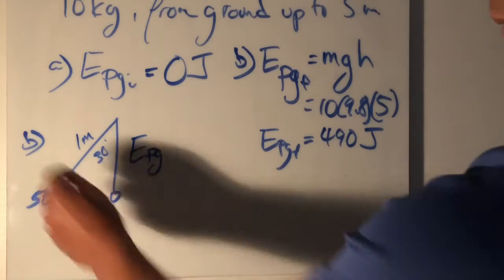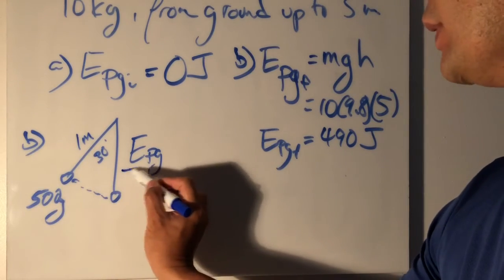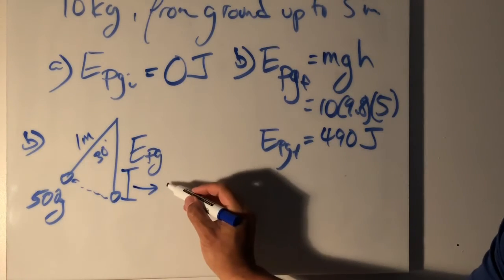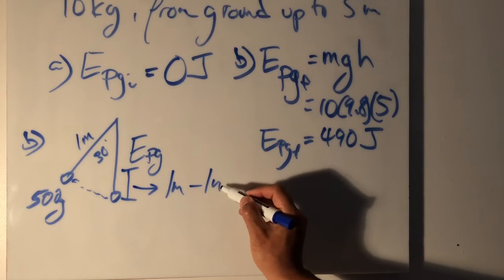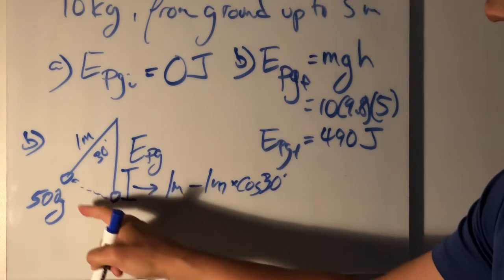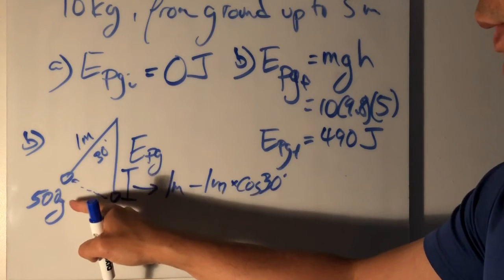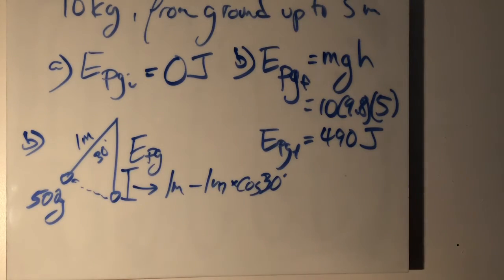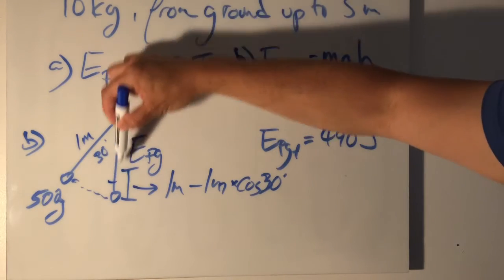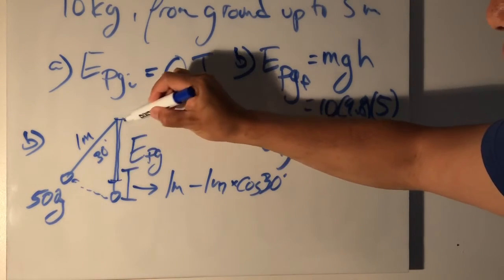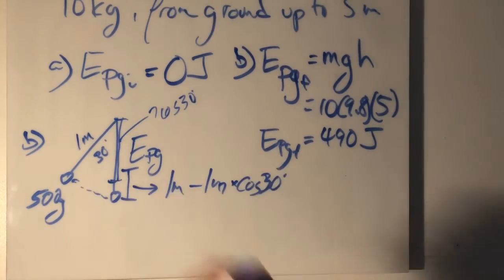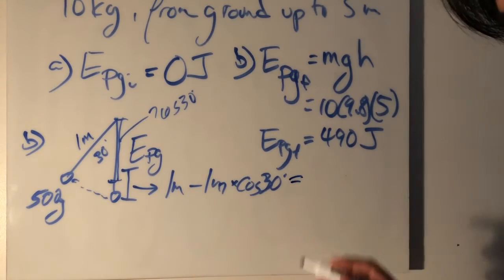Remember, as you move it up, it gets higher up. So all we have to figure out is what is the height difference between the original at resting and the 30 degrees up high. So the height difference is simply 1 meter minus 1 meter times cos 30, right? Because cos 30 gives you that difference. So the difference is 1 minus that.